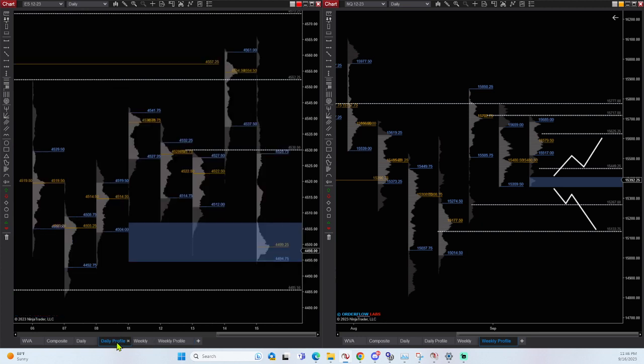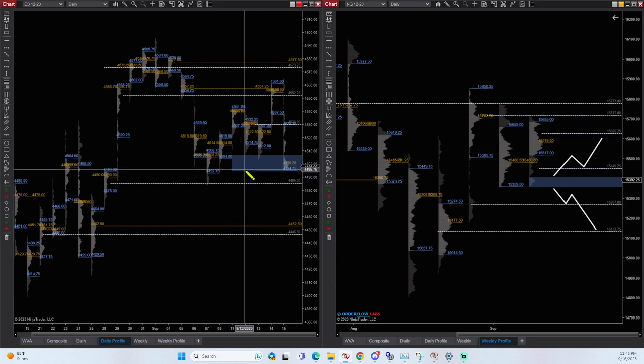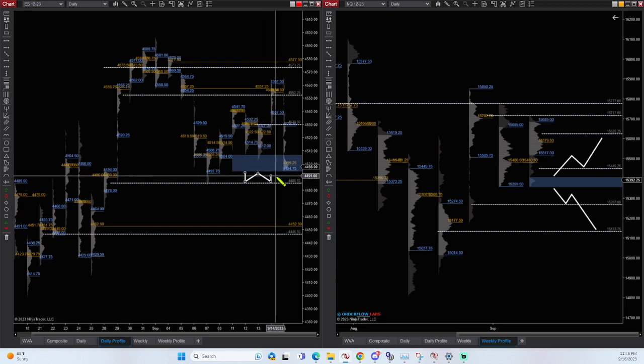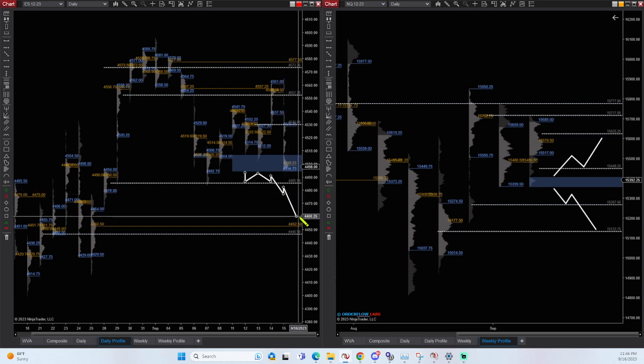So looking at the daily profile, this is what I'm looking at. If we build below here, or a build like this, and a push lower, retest to continue down.